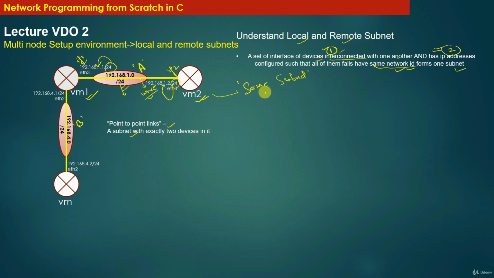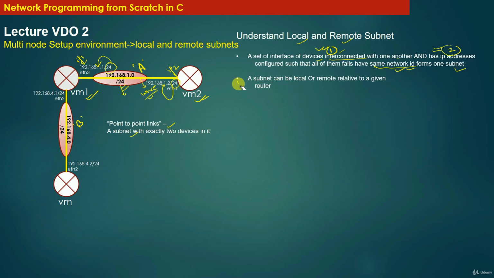Why are they in the same subnet? Because they have interfaces which are connected by wire, and the IP addresses and mask values assigned to those interfaces are such that the same network ID is computed by applying the mask on those IP addresses.